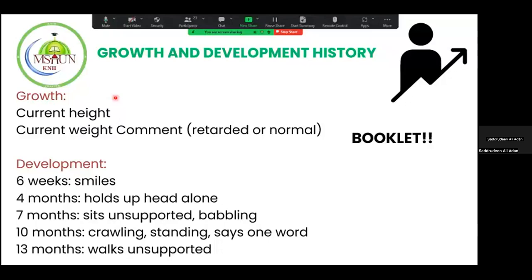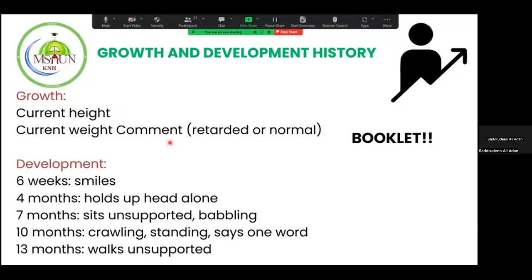This is very important, to know how the baby is progressing. And the booklet will give you a lot of information about the baby's growth and development. So current height, current weight, that's for growth. For the development, you can check progressively. At 6 weeks, the baby smiles. Just say 6 for smiling. At 4 months, the baby should hold up the head alone. You can say forehead so that you cannot forget about it. 4 months, head holding up.